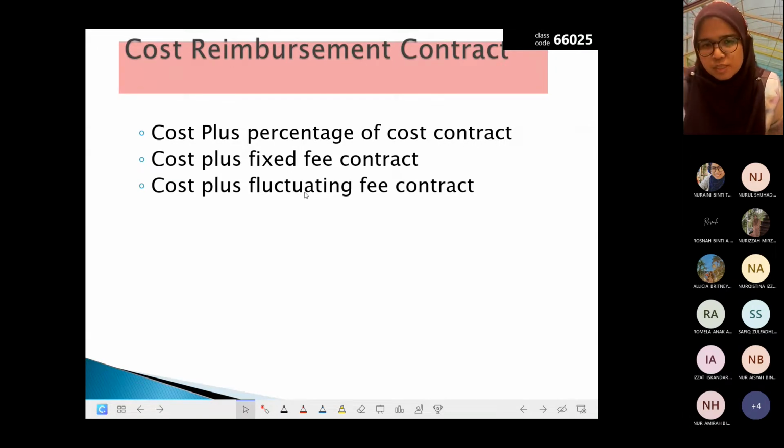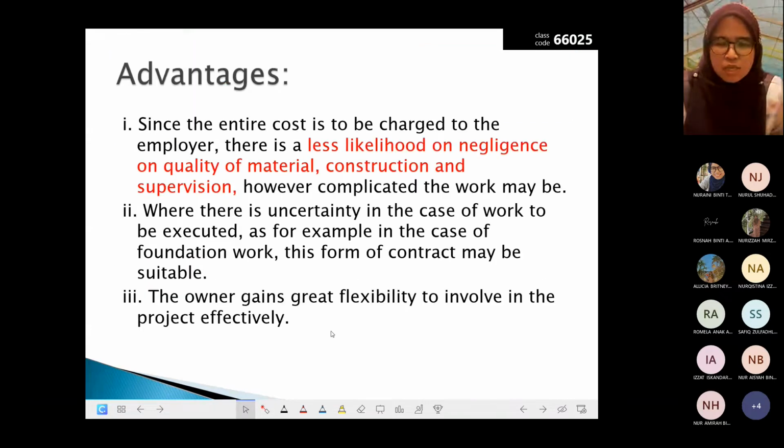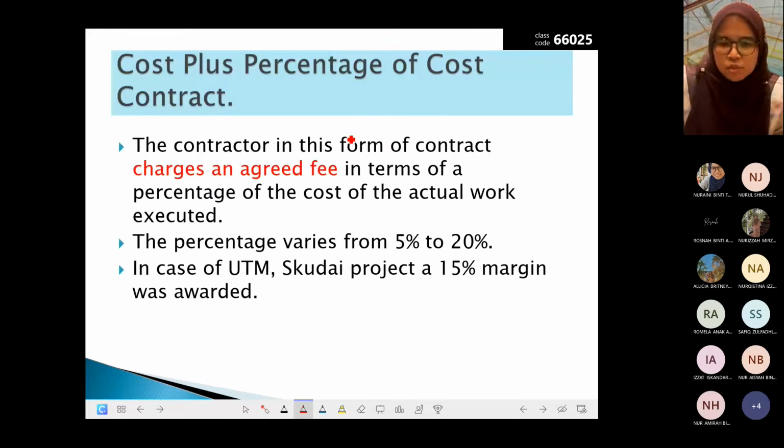So cost plus percentage of cost contract, there are 3: cost plus percentage of cost, cost plus fee, and cost plus fluctuating fee contract. Okay, cost plus percentage of cost contract. So the contractor in this form of contract charges an agreed fee in terms of percentage of the cost of the actual work executed. Okay, so the percentage varies from 5% to 20%. Example, UTM Student, the project 50% margin was awarded.